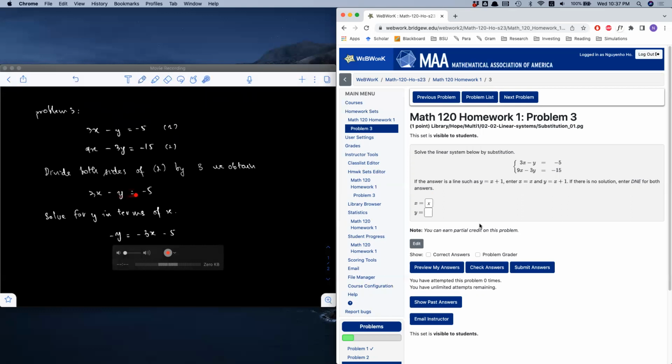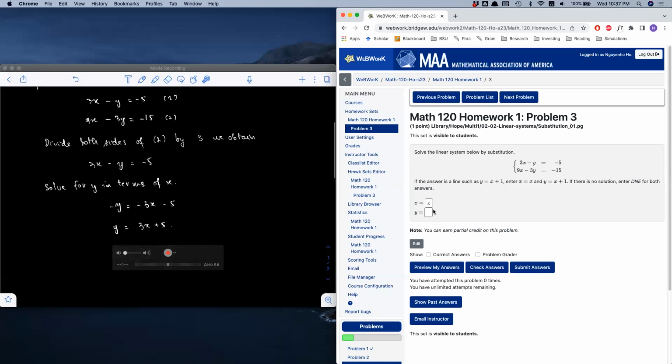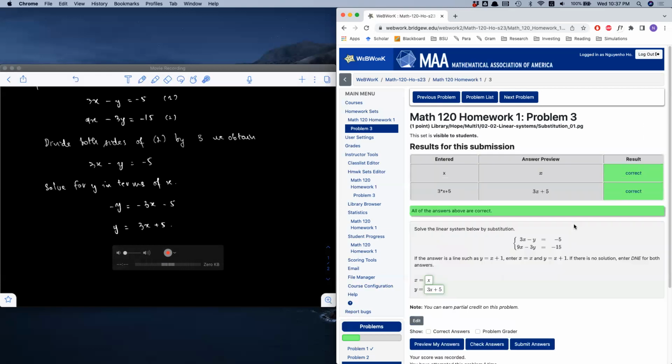I picked this equation because it is an equivalent equation, and also it's the same as the first equation in the system. So it doesn't really matter which equation I use, either one should be fine. So x is equal to x and y is equal to 3x plus 5. Now let's check the solutions. That's how you do problem 3.